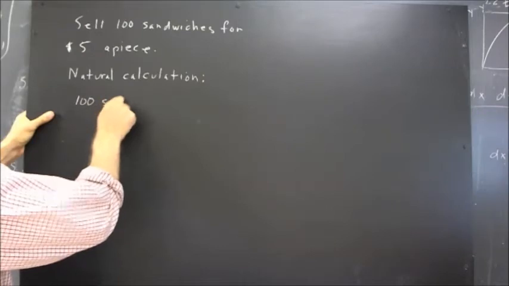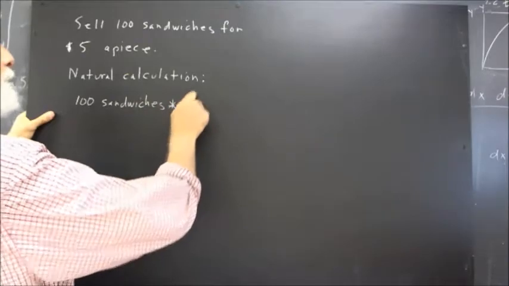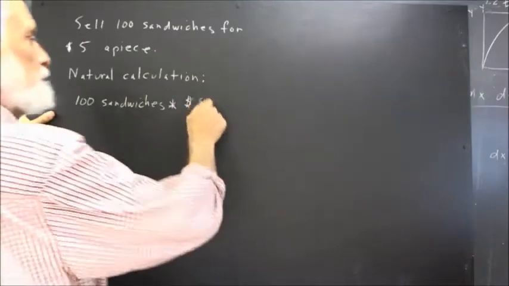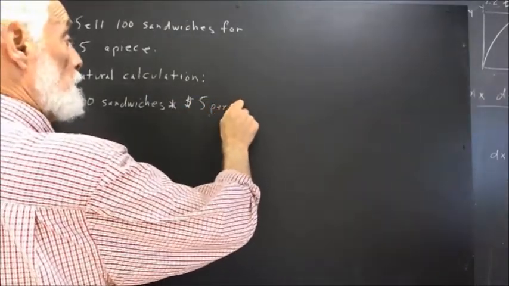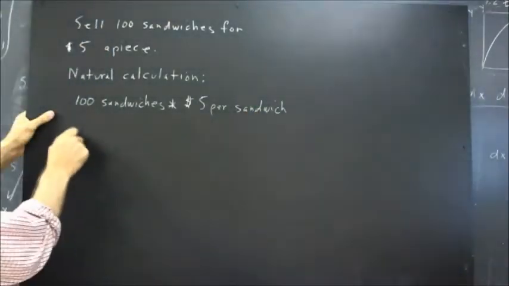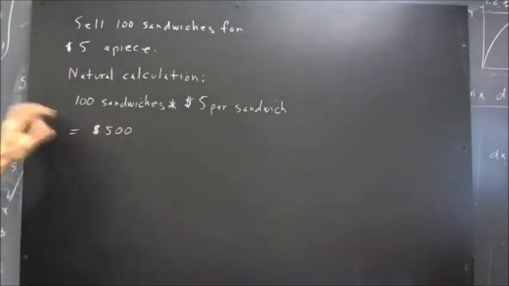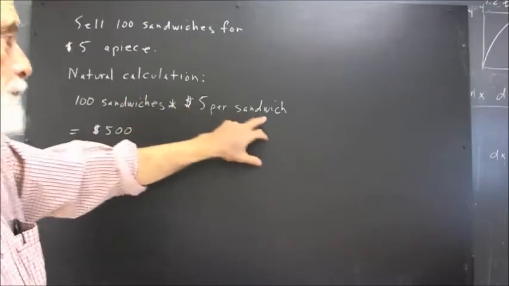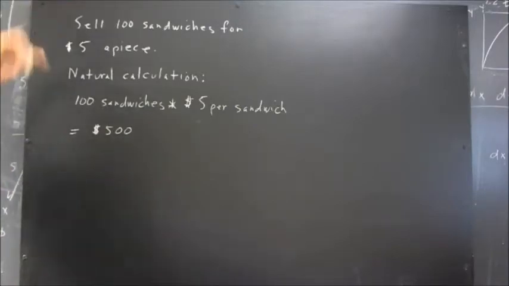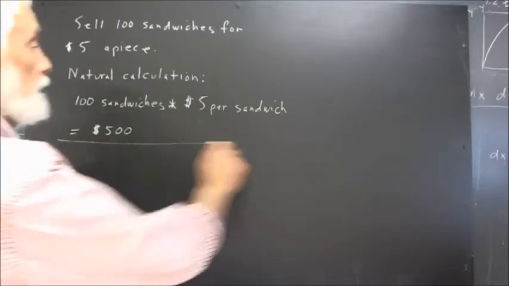100 sandwiches times $5 per sandwich equals $500. Now you might not have written out sandwiches times dollars per sandwich, but you would have done the equivalent. You would have multiplied 100 by $5 and gotten $500. That's the natural response to that information.